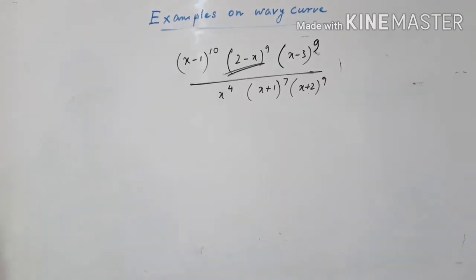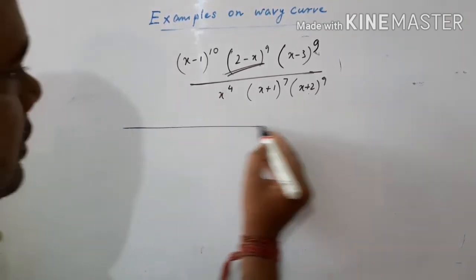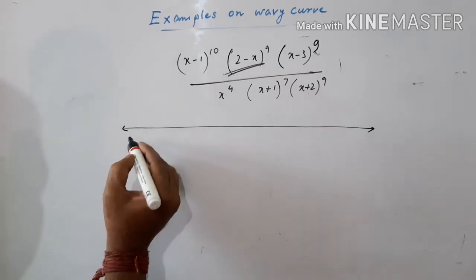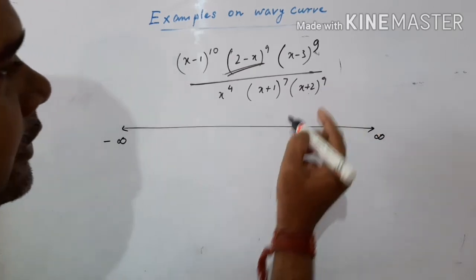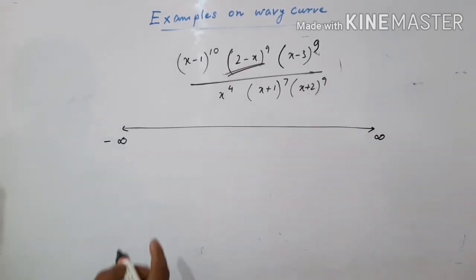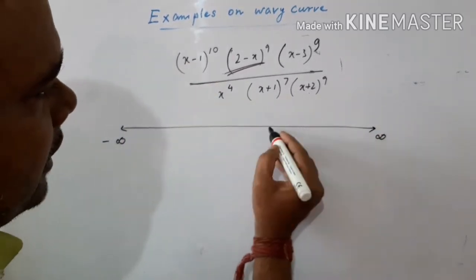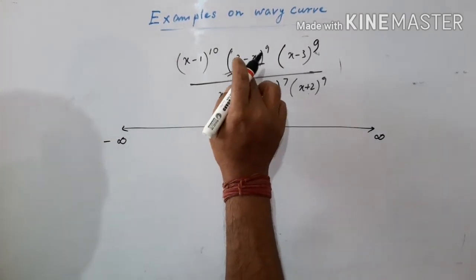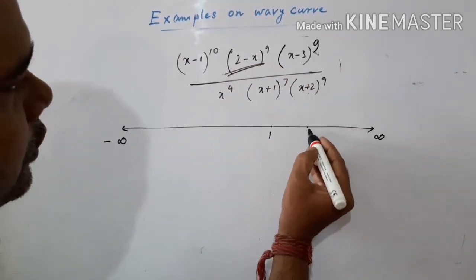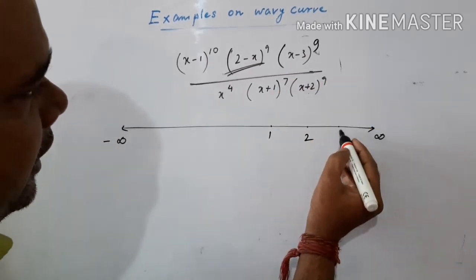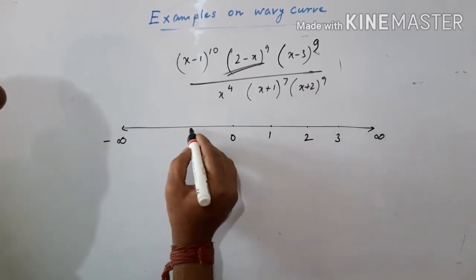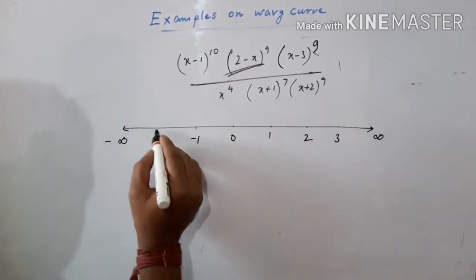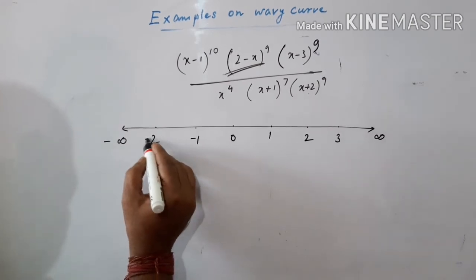Now here we have taken a rational function. So to see the sign scheme, here we are drawing the real line extending from minus infinity to infinity. So let us plot the roots and poles. The first root is 1. Here I am plotting 1. The second is 2 minus x, that is x is 2. Then x minus 3, x is 3. X to the power 4, x is 0. X plus 1, x is minus 1. And x plus 2, x is minus 2.